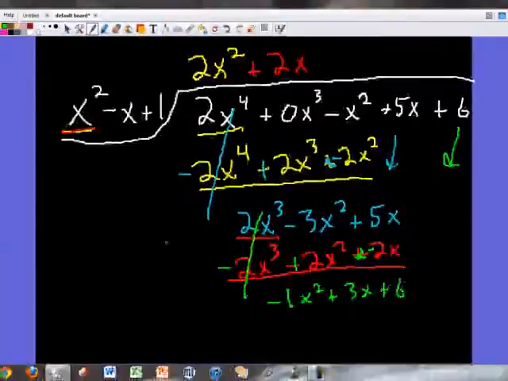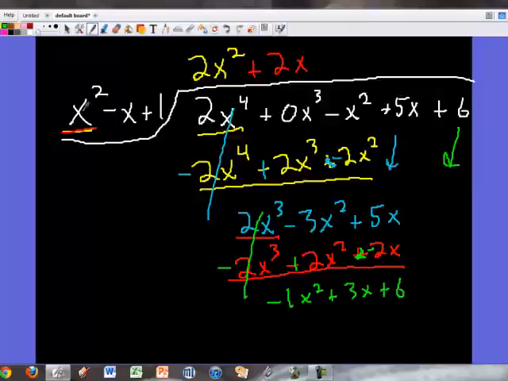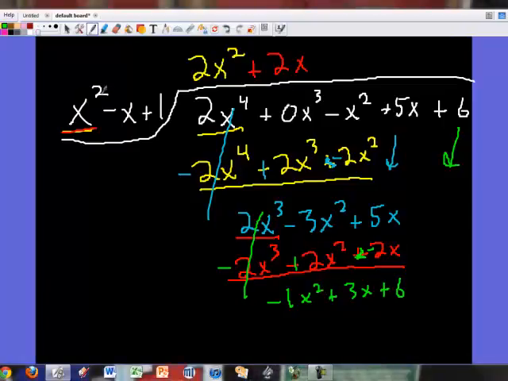Plus 6. We can still divide since it's x squared and x squared. Your rule of thumb to tell when to stop dividing: if this power right here is less than the power up here, you can't divide. If it's the same or higher, you can divide. So since they're both x squared, we're good to go right now.